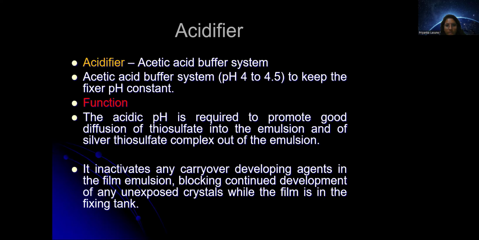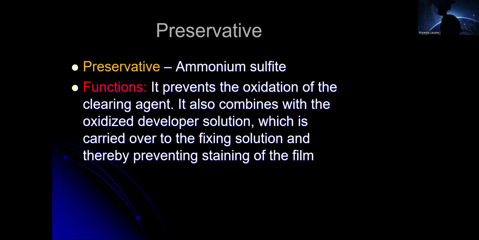Acidifiers. Acetic acid is used as acidifier. The function: acidic pH is required to promote good diffusion of thiosulfate into the emulsion and of silver thiosulfate complex out of the emulsion. It inactivates any carryover developing agent in the film emulsion, blocking the continued development of any unexposed crystals while the film is in the fixing tank.